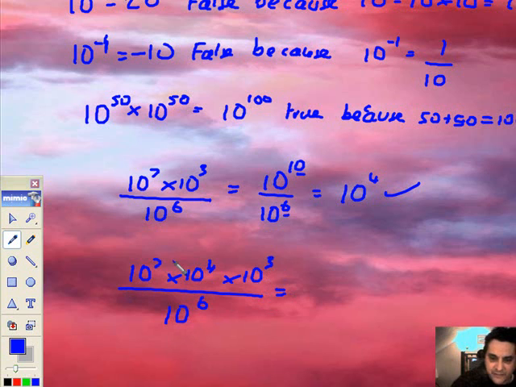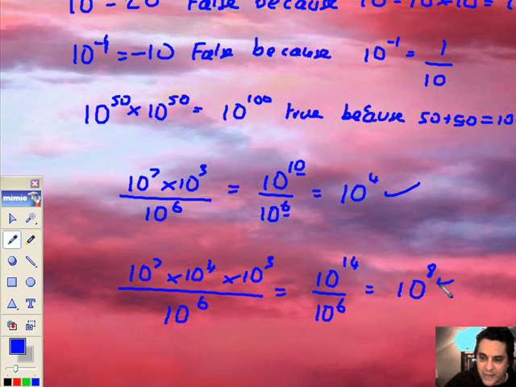So upstairs we have 4 plus 7 is 11, plus 3 is 14. 10 to the power of 14 divided by 10 to the power of 6. Subtract the powers, 14 take away 6. 10 to the power of 8, and that's completely correct as well.